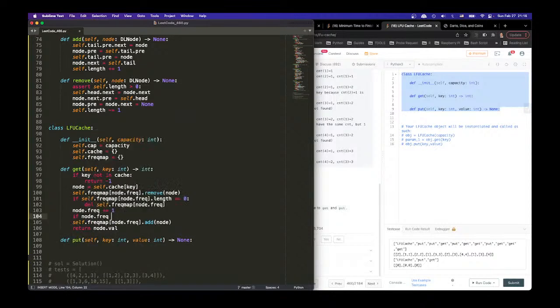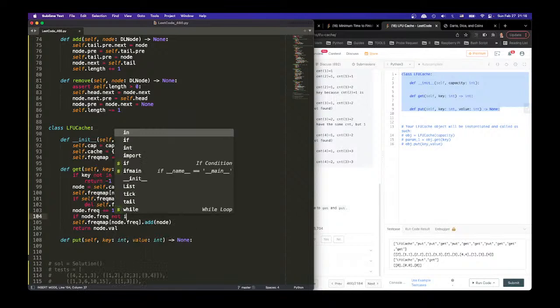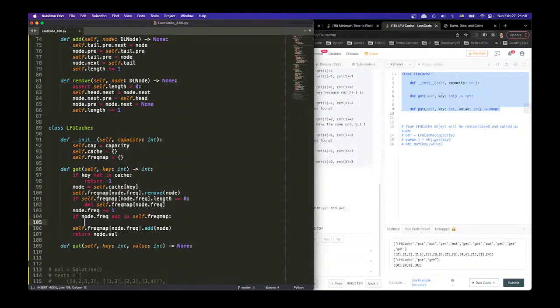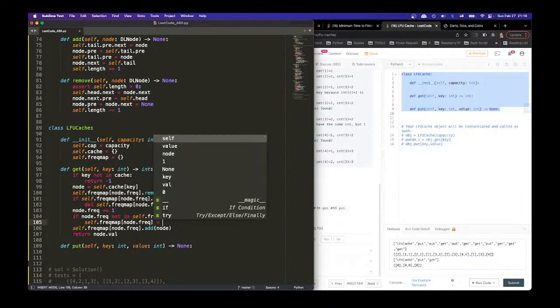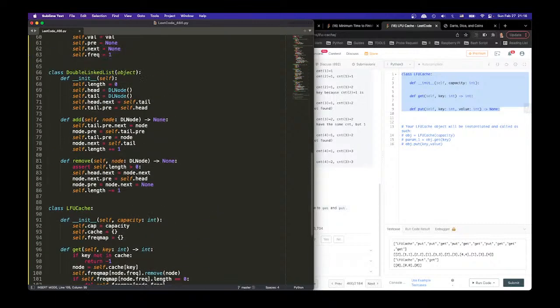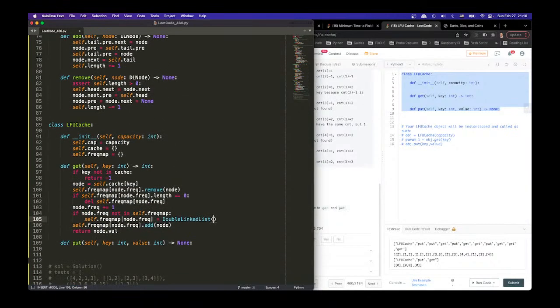Okay? Frequency plus 1, if frequency is not in self.frequency_map, frequency equals a doubly linked list. And then we add. Right? There's no longer we have the frequency for this, because I increment on the frequency. And we always add to the end. Okay, now we do put.